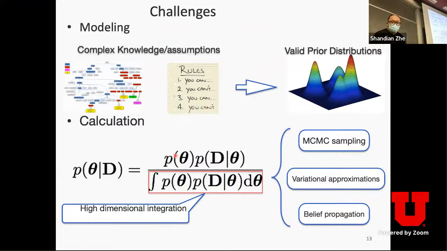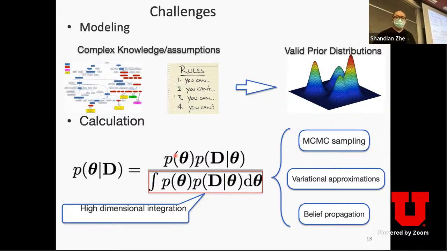So we have advocated quite a few advantages of probabilistic learning. Of course, there's no free lunch. There are also many challenges. So what kind of challenges do we have?